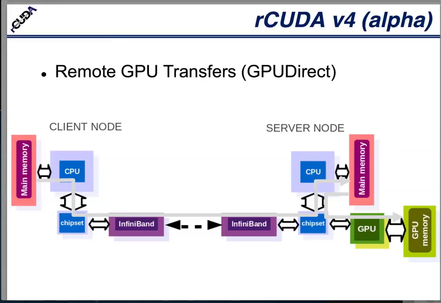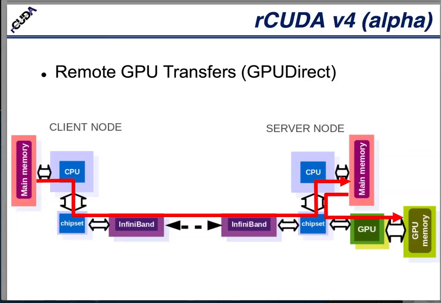From the client side to the GPU memory of the server side, we do it in a pipeline fashion. The first stage of the pipeline transfers the data from the main memory of the client to the main memory of the server, and the second stage concurrently transfers the data from the main memory of the server to the GPU memory. This is employing the first generation of GPU Direct.